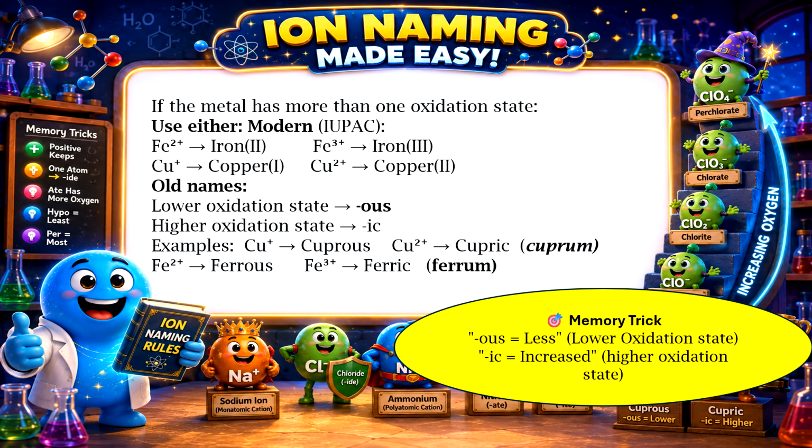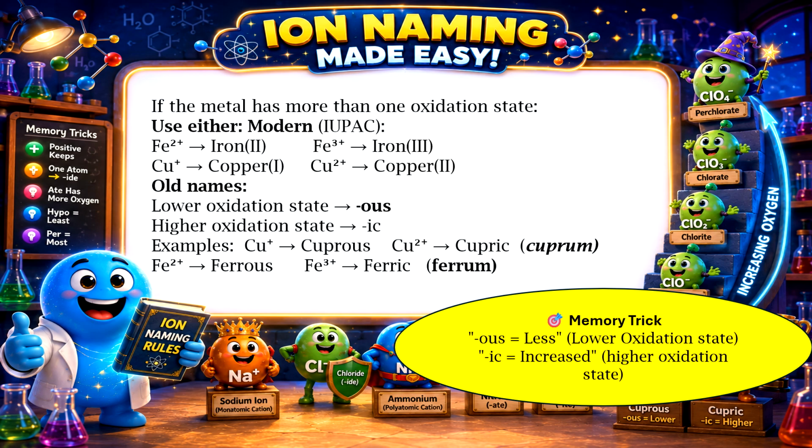Bonus rule: if the metal has more than one oxidation state, that means it has more than one valency. Especially in the periodic table, if you see D block elements, they have more than one valency. They are the special character of the D block elements. So there are two ways we can write. As per the old names in many textbooks, you might have seen ferrous, ferric, cuprous, cupric.